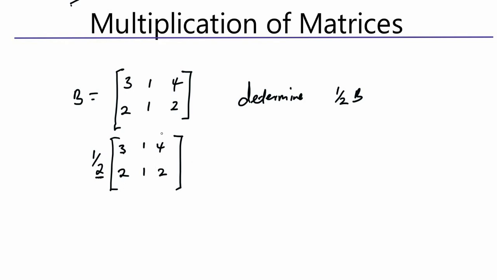So a half times 3 is going to be 1.5. A half times 1 is going to be 0.5. And a half by 4 is going to give us 2. A half by 2 will give us 1. A half by 1 will give us 0.5. And a half multiplied by 2 is going to give us 1. So this is going to be the solution of a half B.